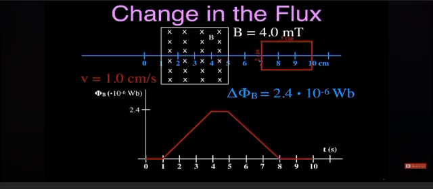And then as we continue to move away from the magnetic field, there is going to be no change in magnetic flux. So that would be the graph. As you continue to move it in and out, you're going to have a graph that is similar to that.